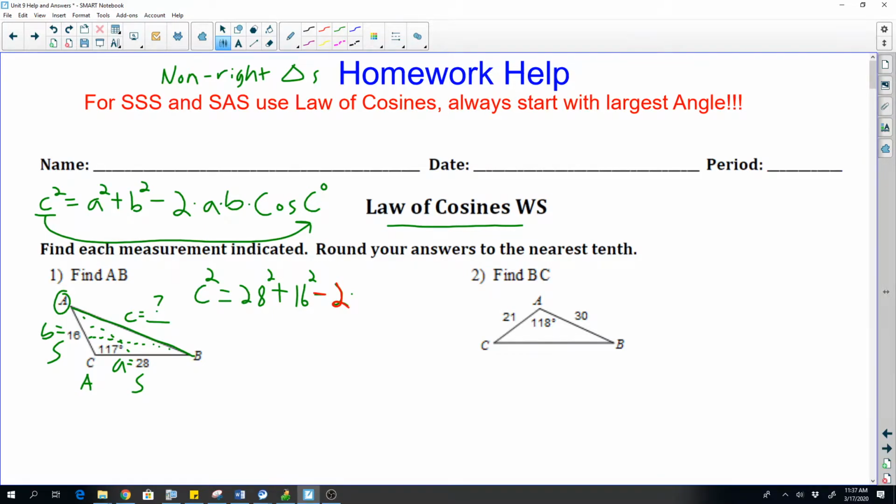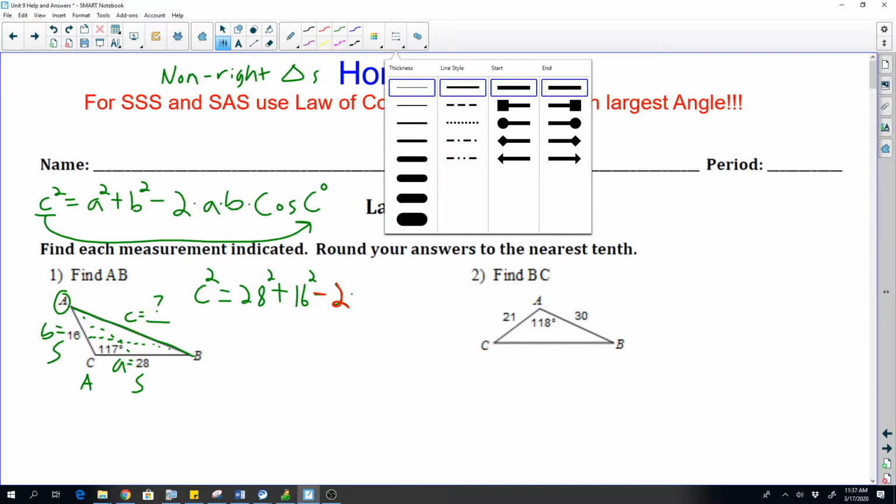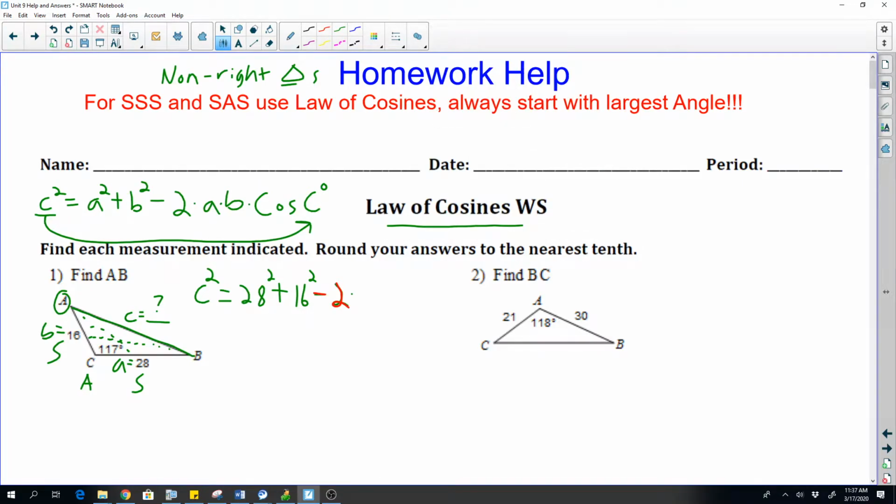So that's always going to be there. Minus 2 is part of our formula there, right? Then minus 2, and then we have a times b, so that's 28 again, times 16, good. Those are our two sides that we just squared and added. And then we have cosine of our angle, which in this case is angle C, which is 117 degrees. And so really, we could just put all that in our calculator and then square root it.